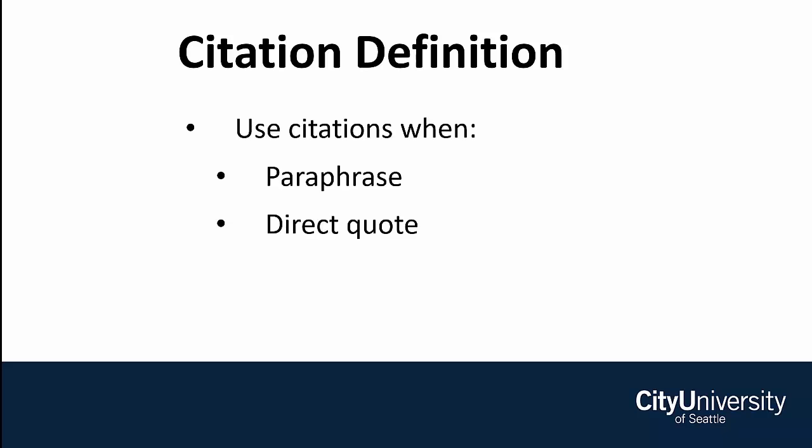You're going to use citations when you are giving credit to someone else's idea that you are using in your paper. Specifically, you're going to use citations anytime you paraphrase, or in the rare instances you use a direct quote. Most of the citations you are going to use should be paraphrased. Paraphrasing is putting an idea or concept into your own words.